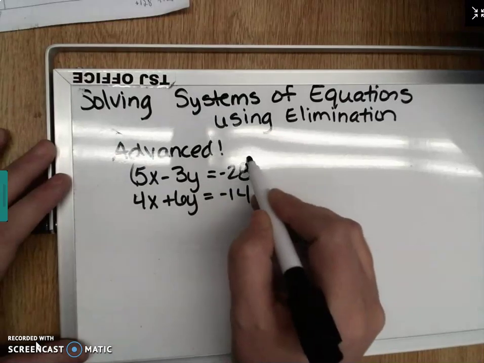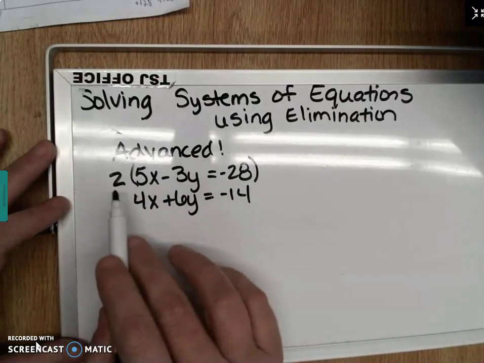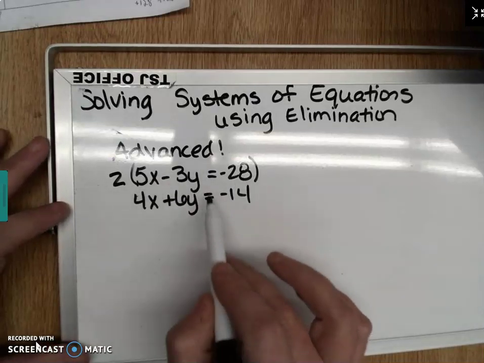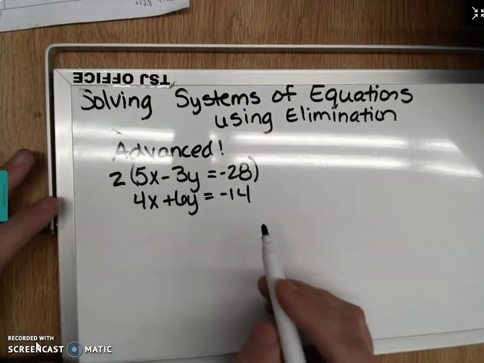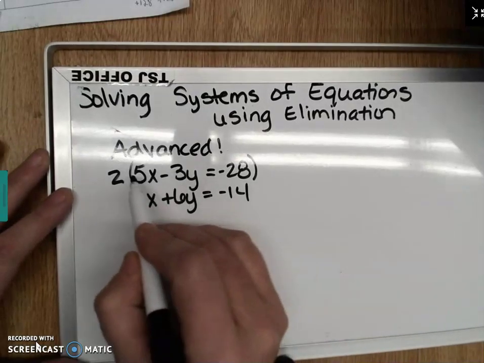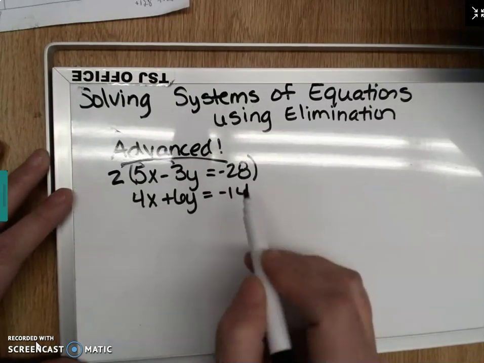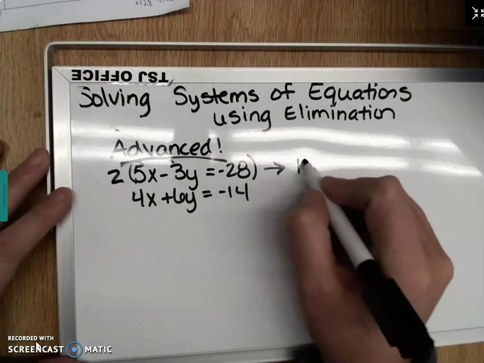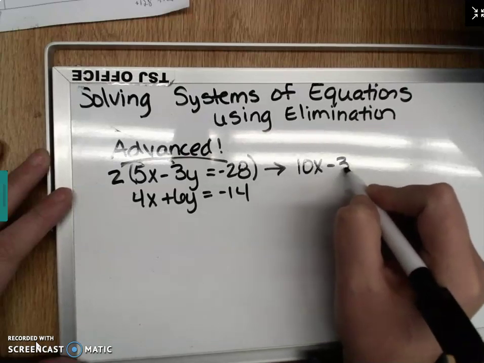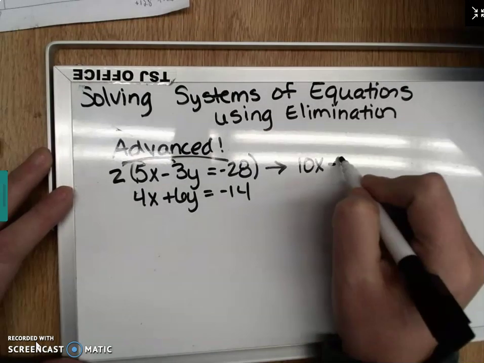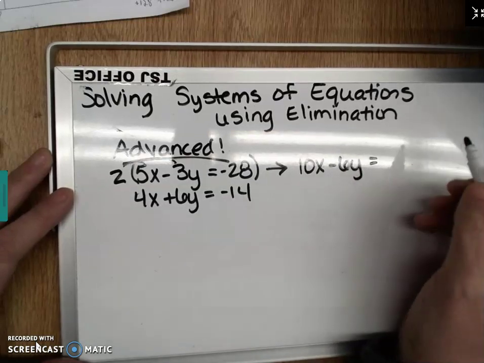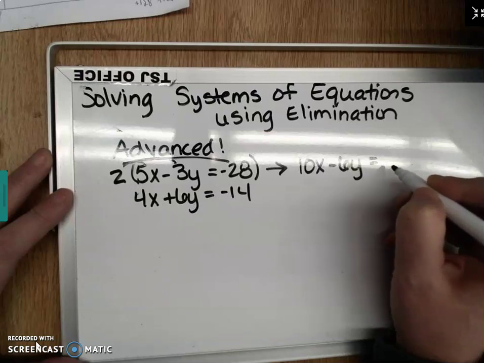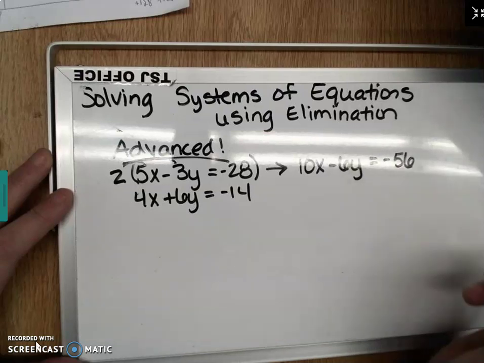However, if I take this top equation and I distribute a 2, in other words, multiply each part of this equation by 2, I can make this y value eliminate. Let me show you what I mean. I'm going to start by multiplying each section of this equation by 2. So what I'm going to get is 10x minus 6y equals negative 56.